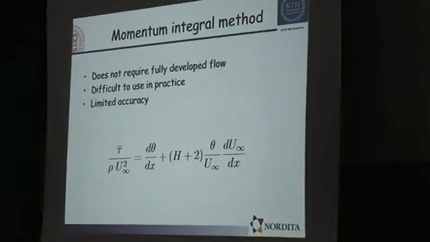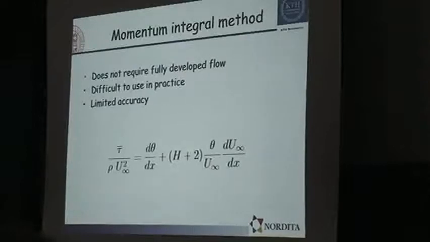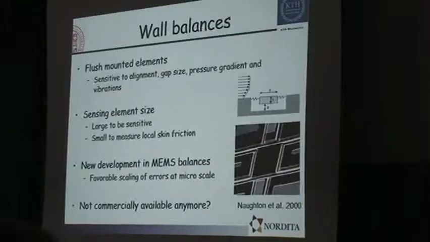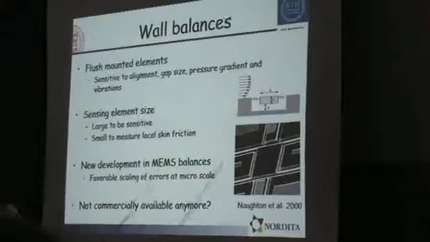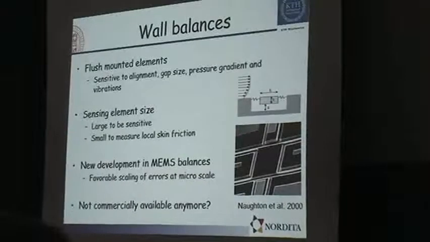Now, one of the techniques which has been suggested, that can be used as a direct technique, is based on the Karman momentum integral equation. It turns out that the quantities that you have to measure are very difficult to measure, and in practice you have fairly low accuracy, so this is not used very much. Wall balances: basically you have a floating element mounted on the wall, and you measure the force acting on it.